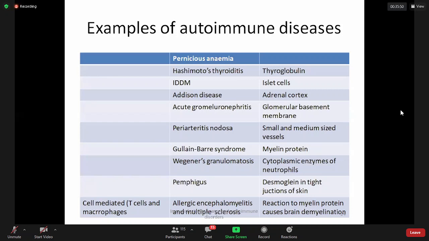Guillain-Barré syndrome, we said, involves antibodies against the myelin protein. Wegener's granulomatosis occurs if someone has antibodies against cytoplasmic enzymes. So we find that the moment you have antibodies against any component of a cell, you can end up getting an autoimmune disease.